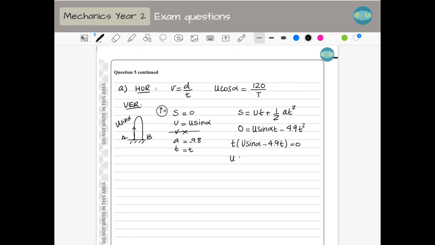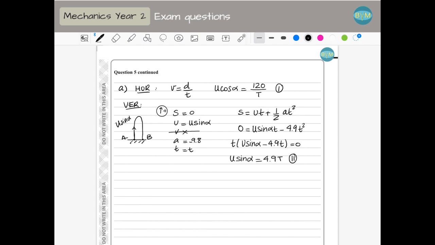So I can write that u sine alpha is going to be 4.9 T, capital letter T, because the time here is the same as the time here. So the particle is moving the same amount of time horizontally and vertically. It's the time that the particle is in the air. So with this equation and this equation, I'm going to eliminate T and find a connection between u, sine, and cos. And it's going to be what they are asking us to prove.